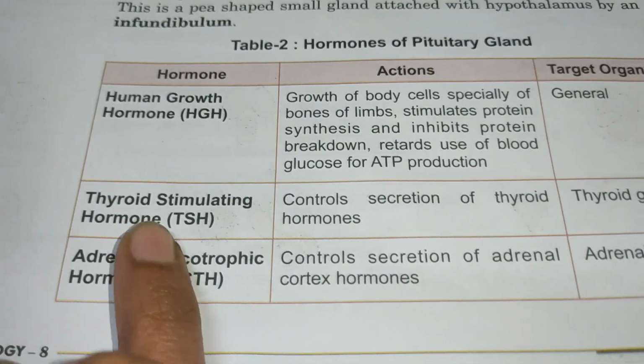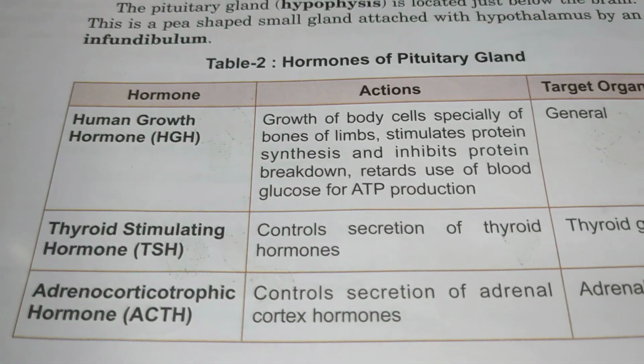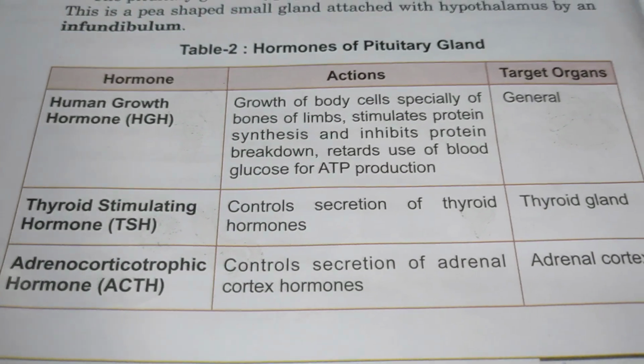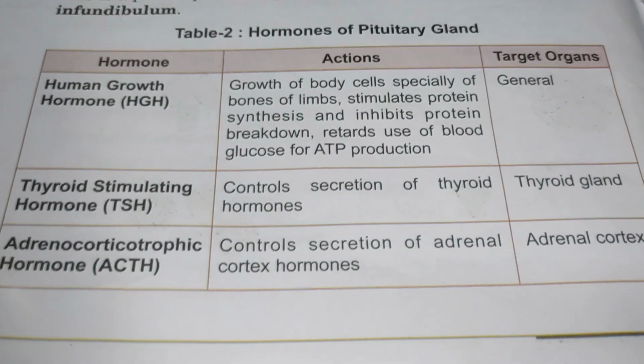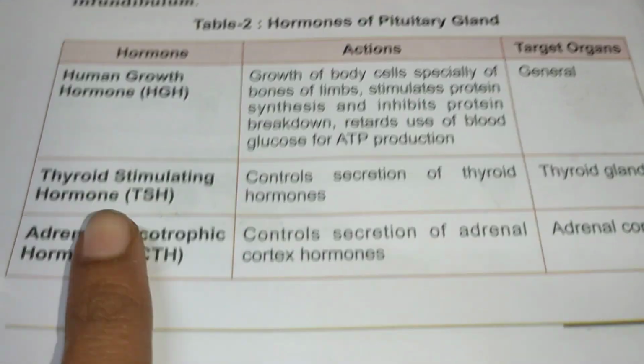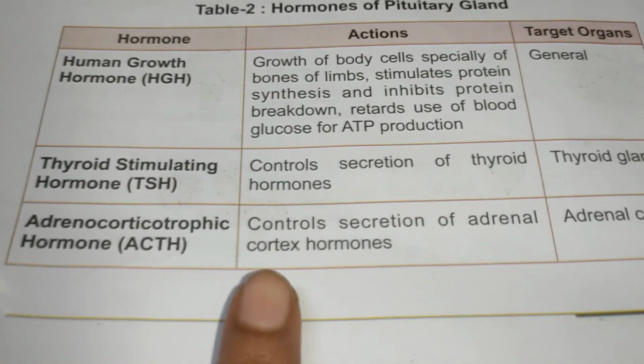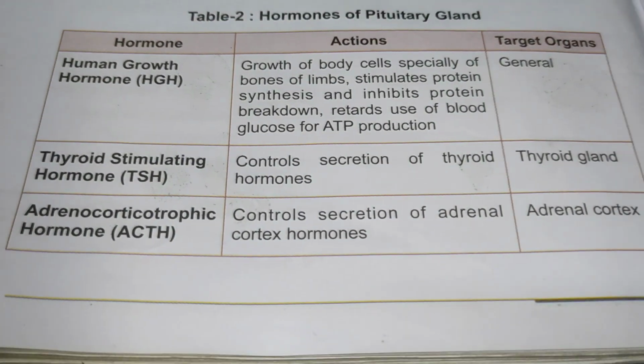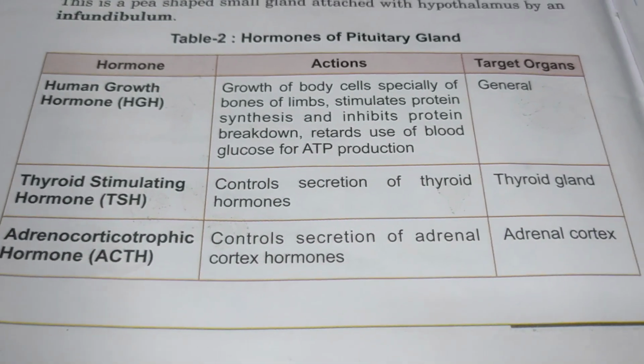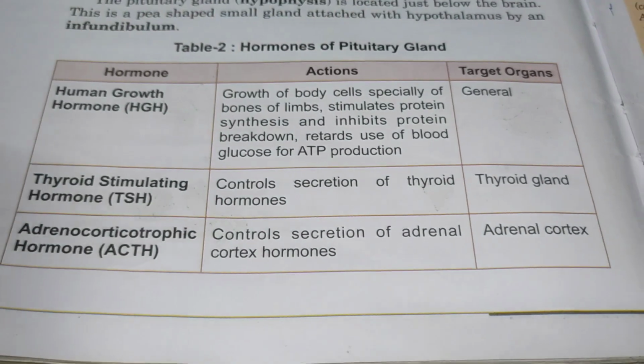Then thyroid stimulating hormone. It will control the secretion of thyroid hormones, so the thyroid gland is the target organ. Next, adrenocorticotropic hormone. It will stimulate the secretion of adrenal cortex hormones, and the target organ is the adrenal cortex.